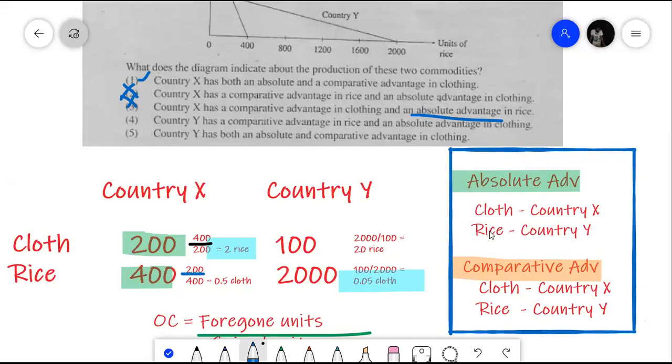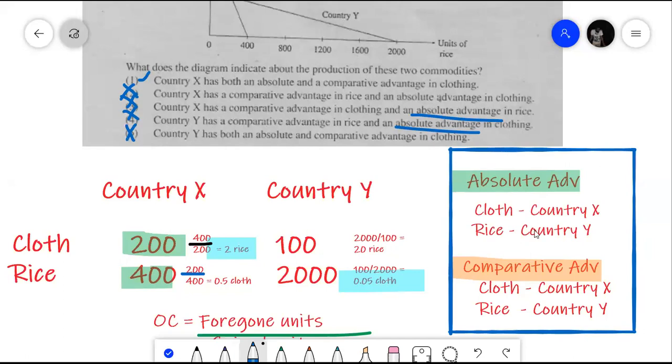Country Y, comparative in rice. Fine. And absolute advantage in clothing. No. Again, that part is wrong. Right? Country Y has both an absolute advantage and comparative advantage in clothing. No, no. In clothing, it's country X. That is wrong. So once you have made this, right?